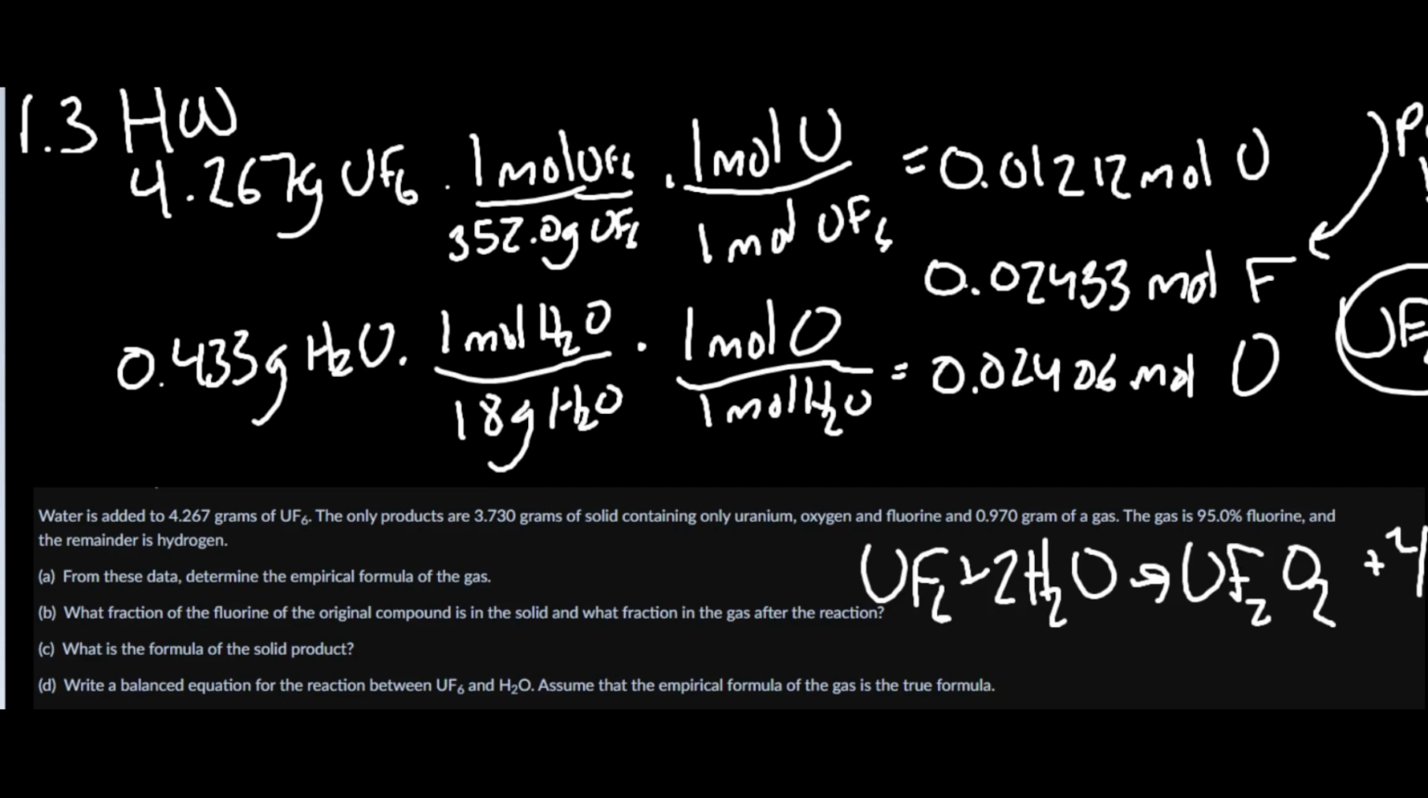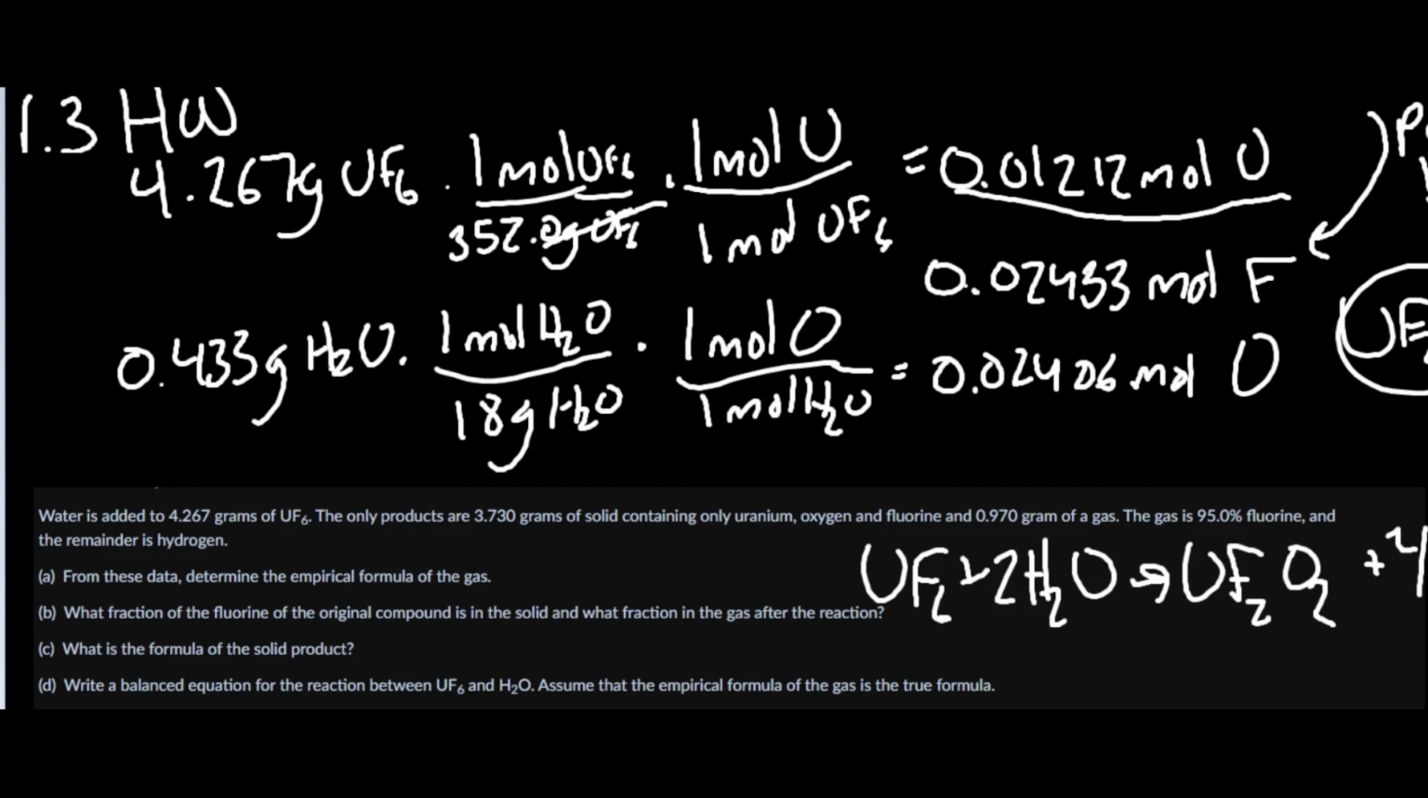So let's start with uranium. So the uranium in the reaction comes from uranium fluoride. So we're going to want to convert for uranium. So like I did in part B, we're going to find the moles of uranium through just stoichiometry. So 4.267, and then divide by molar mass. And then this is a 1-to-1 ratio. There's 1 mole of uranium and 1 mole of uranium fluoride.